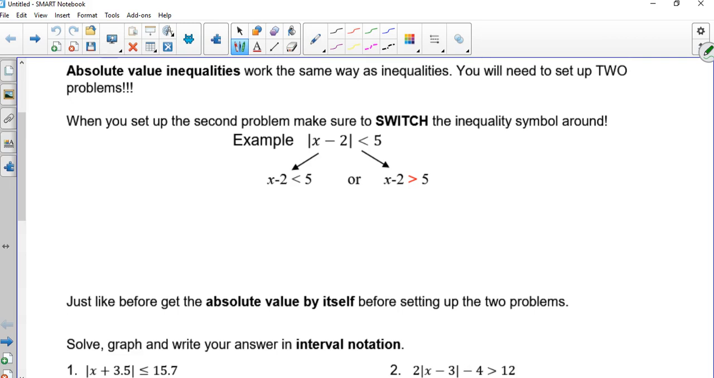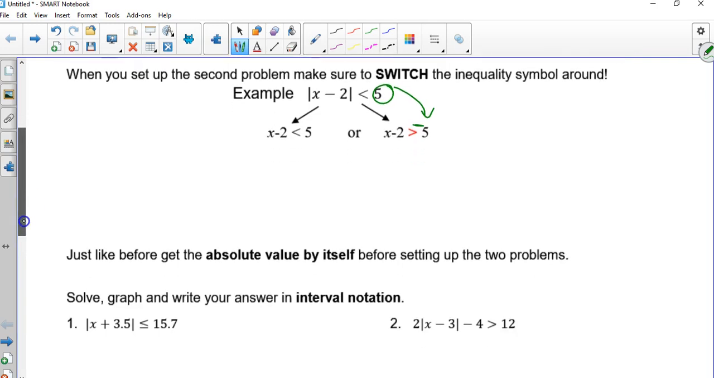Now there's a typo here. This should say -5. Sorry. So why do we switch the symbol? Because, remember, whenever we multiply or divide by a negative number, we switch the symbol. So when we turn this 5 into a -5, that is why we switch the symbol.